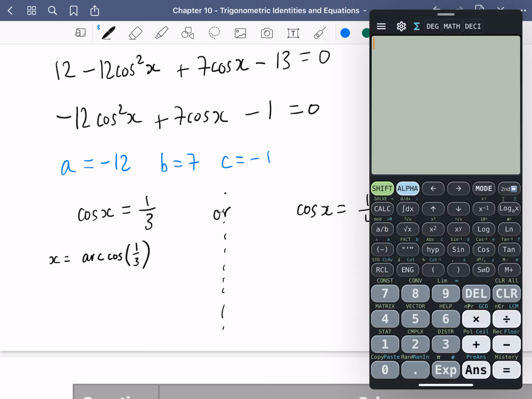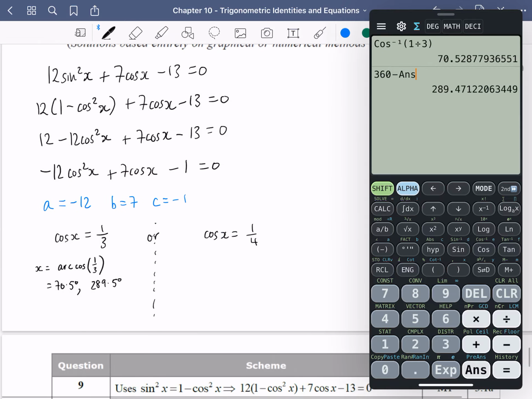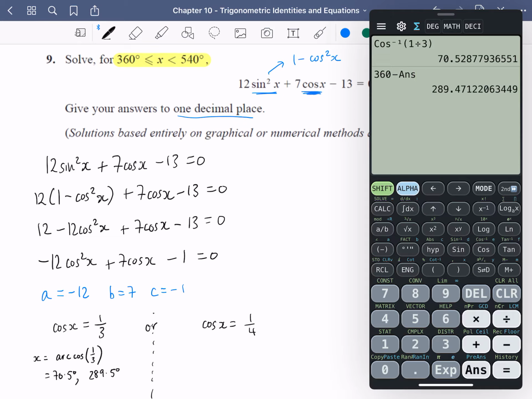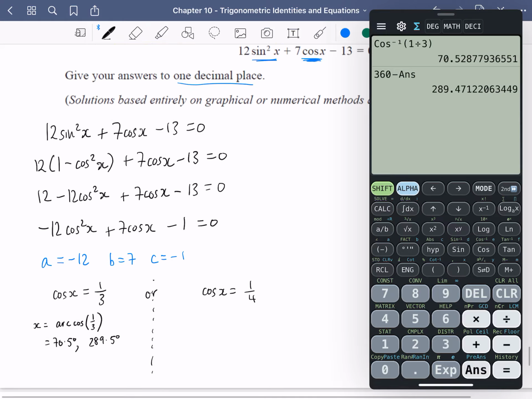So let's clear all of this. The inverse cos of 1/3. And we get either 70.5 degrees, or the other one is found by doing 360 minus that answer, which is 289.5 degrees. Now, remind us, the range is 360 to 540. So neither of these are actually going to be included. So I'm going to look at this one while I've still got it on my calculator, and I'm going to add 360 to it to see if it's still in range. And actually it's not going to be in range. So that one is not even worth adding 360 to it, okay?